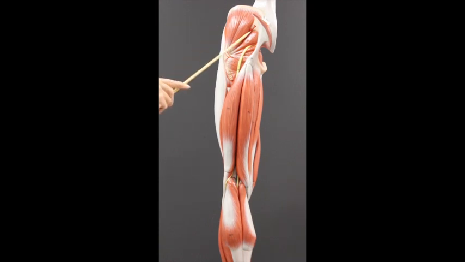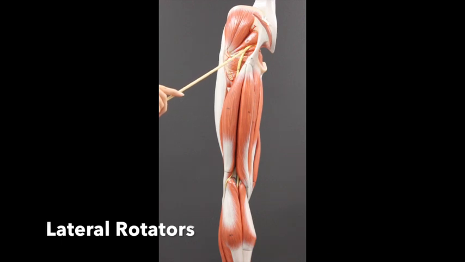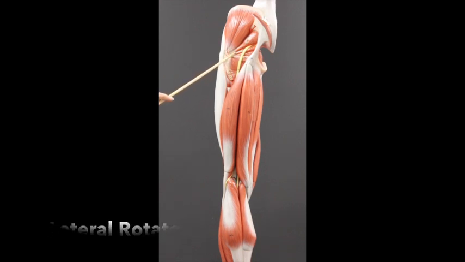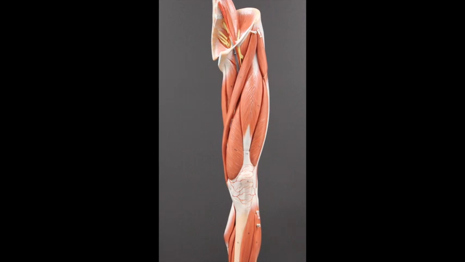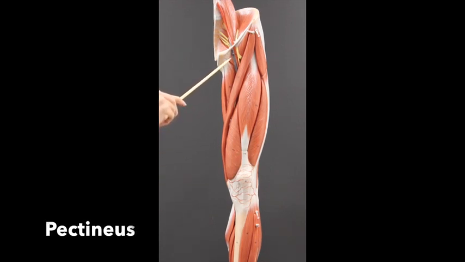The lateral rotators are a group of 6 small muscles of the hip, which all laterally rotate the femur at the hip joint. They start from the posterior portions of the ischium, sacrum, and obturator foramen, and insert onto and around the greater trochanter. I've already provided you with their action. Moving anteriorly now, we can see the pectineus muscle. Pectineus originates from the superior ramus of the pubis and inserts into the pectineal line of the femur between the lesser trochanter and the linea aspera.